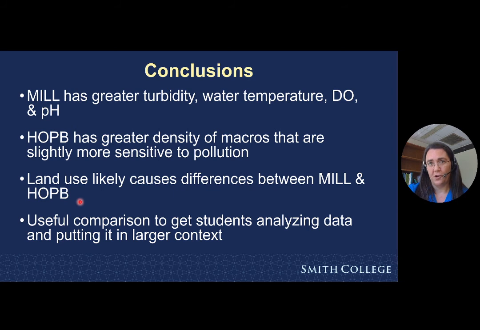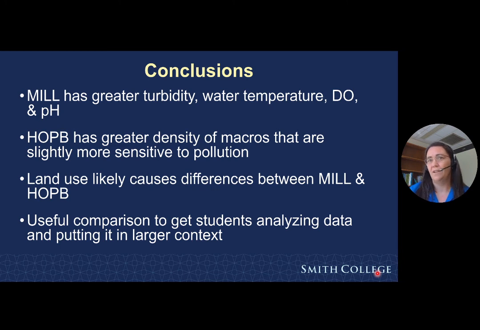We don't know for sure what's causing the differences between these two rivers, but it's pretty likely that land use is at least influencing the differences between these two rivers. And this is a really useful comparison to get students analyzing data and putting it into a larger context so they could really see how humans were impacting the Mill River, which is right here next to campus. So, not just humans in general, but Smith College as a community could be affecting the Mill River.